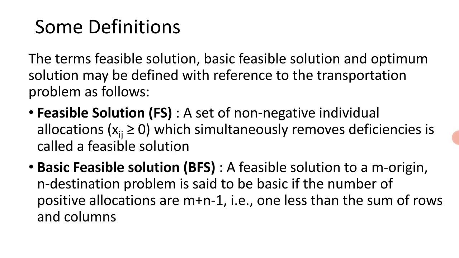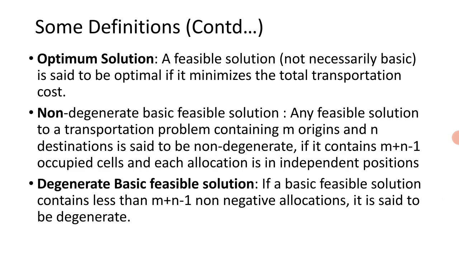Basic feasible solution. A feasible solution to an m origin n destination problem is said to be basic if the number of positive allocations is m plus n minus 1, that is 1 less than the sum of rows and columns. Optimum solution. A feasible solution is said to be optimal if it minimizes the total transportation cost.